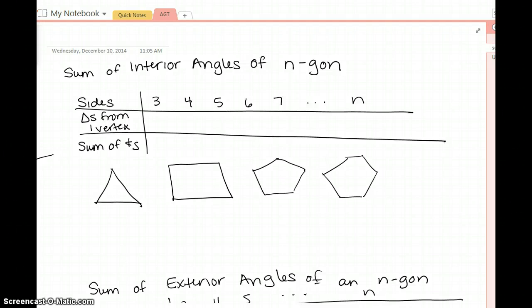Okay, hopefully you were able to find all of the formulas involving polygons after doing the investigation, but just in case, we're going to go through each one. So when you have a triangle, there are no diagonals that can be drawn from the vertex. So there is just one triangle altogether, and we know that the sum of the angles of a triangle is 180. When you have a quadrilateral or four sides, if I draw on the diagonal from one vertex, you can see that it makes two triangles.